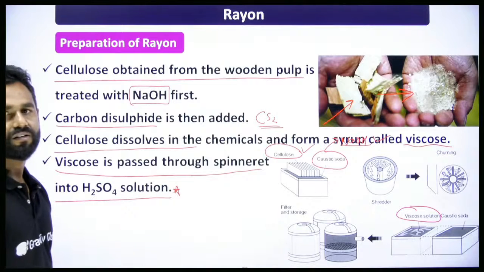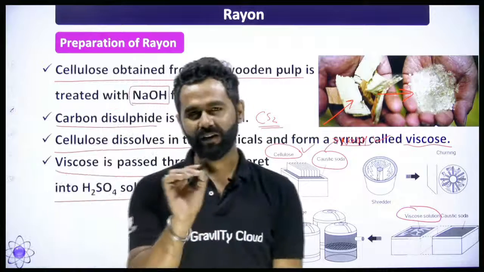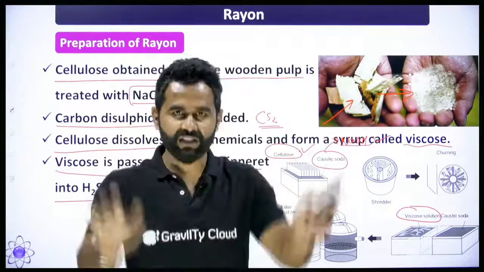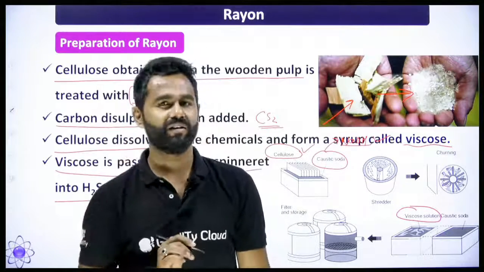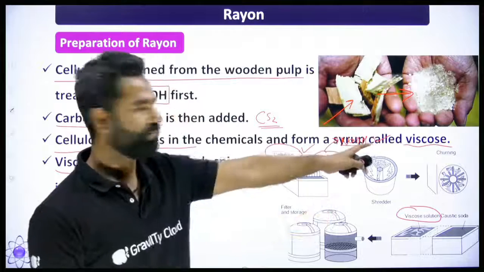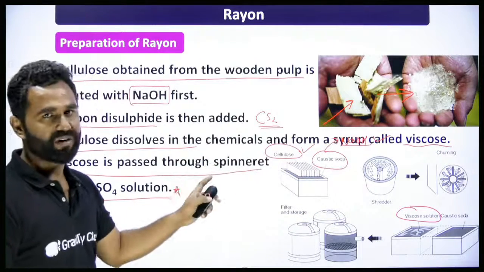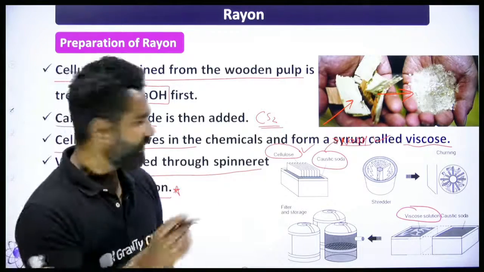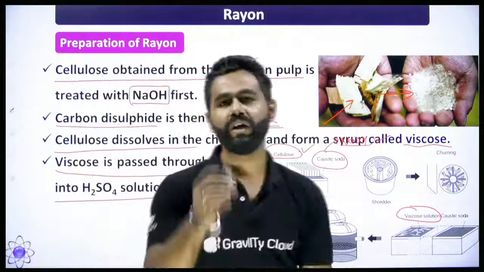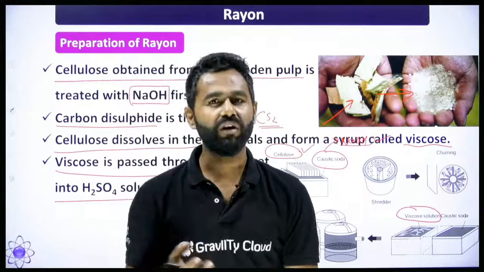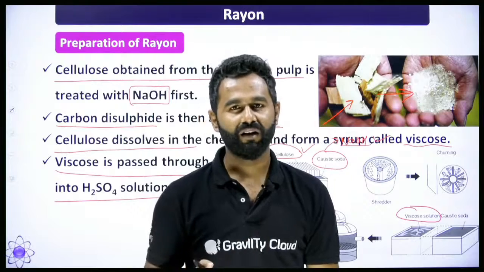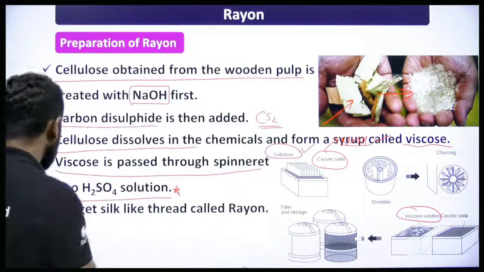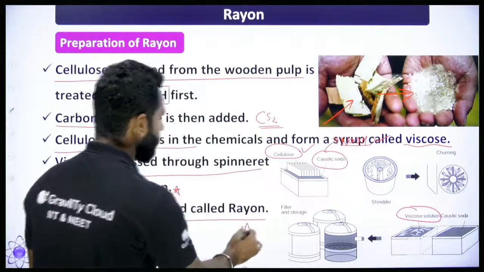Right? What is spinneret? Basically spinneret is nothing but just a sheet. Understood? Spinneret is actually a sheet with a large number of holes on it. So when you pass this viscous solution through that spinneret sheet, what will happen? The spinneret will convert the viscous solution into threads, and those threads are called rayon threads. Simple. And we can use the rayon threads just like we use the silk thread. So we get silk-like threads called rayon.